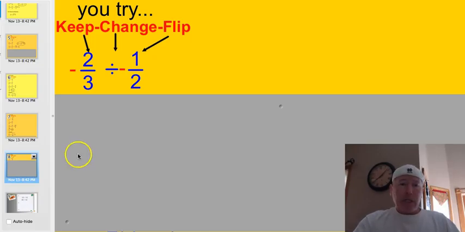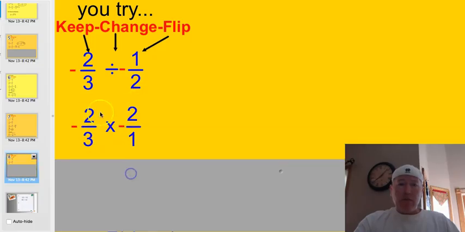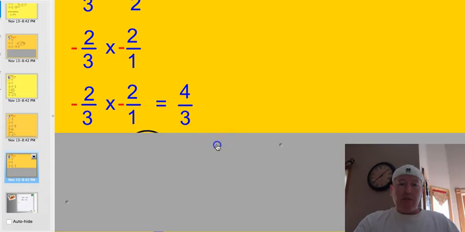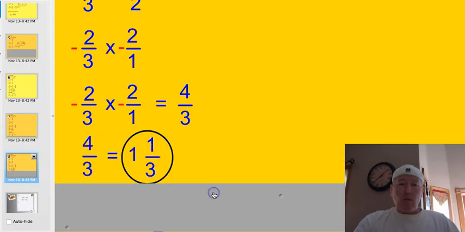Okie dokie. We have two negatives here, so it looks like we should have a positive answer. So we'll keep that first one at -2/3. We'll change that sign. We'll flip that second one to the reciprocal. So when we multiply straight across there, we would have 4/3. We have a negative times a negative. It's going to give us a +4/3, which is 1 1/3.